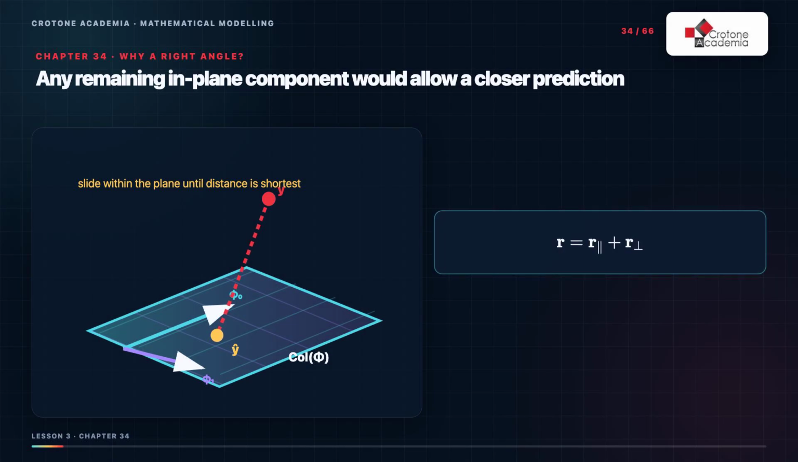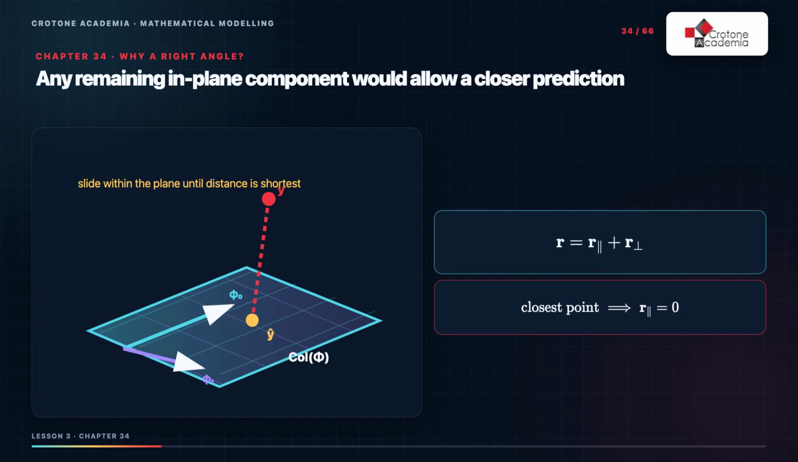Suppose the residual still had a component lying along the model plane. Then we could slide the prediction a little in that in-plane direction and reduce the distance to y. The original point would not have been closest. At the true closest point, no in-plane residual component remains. The residual points entirely outside the space and is perpendicular to every direction within it. This is the same reason the shortest path from a point to a line or plane is perpendicular.